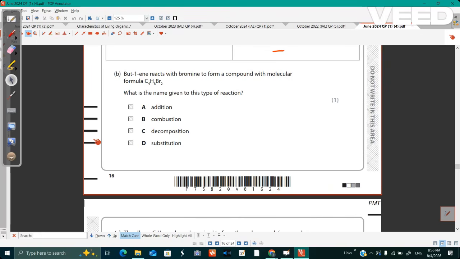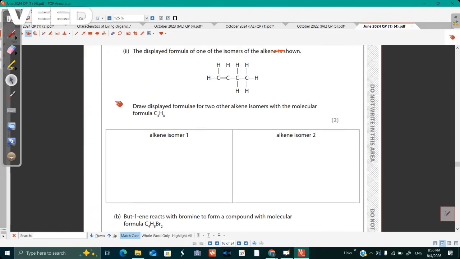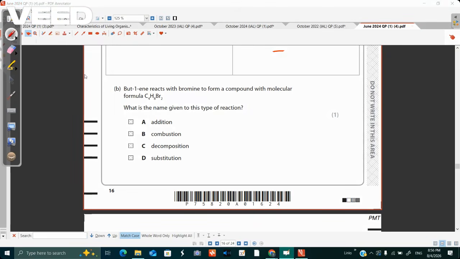So you know but-1-ene, the formula we have discussed before, and you have another two Br now. So you have added another two, right? It's an addition therefore. Addition. Combustion means you must release carbon dioxide, oxidizing it. Decomposition means you have to break it. Substitution means you have to replace an atom with a different atom. Here you have added Br, right?